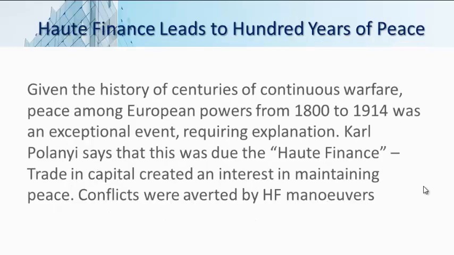So the central bank was established at the end of the 17th century, and then in 1800 the Bank of France was established, and basically all of the European powers acquired these central banks over the period of the 19th century, and this became what was known as high finance. And this was a century of unusual peace in Europe, among the European powers, not in the world.